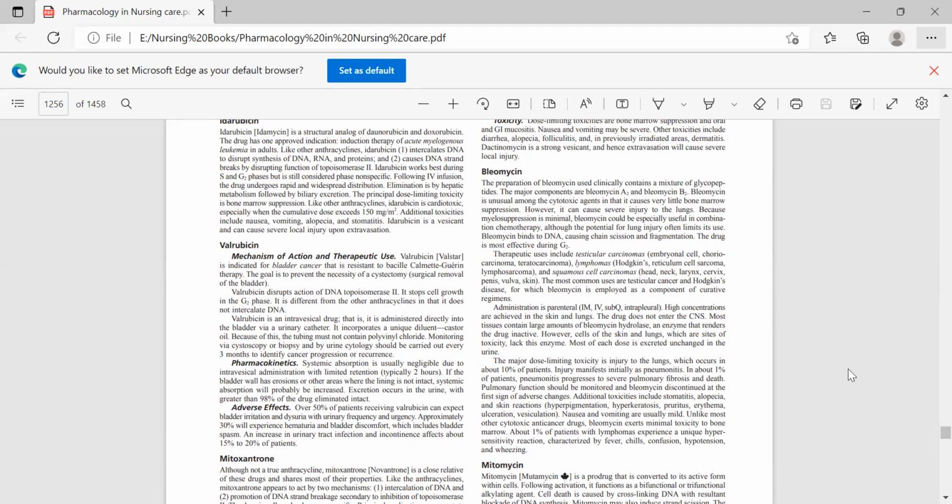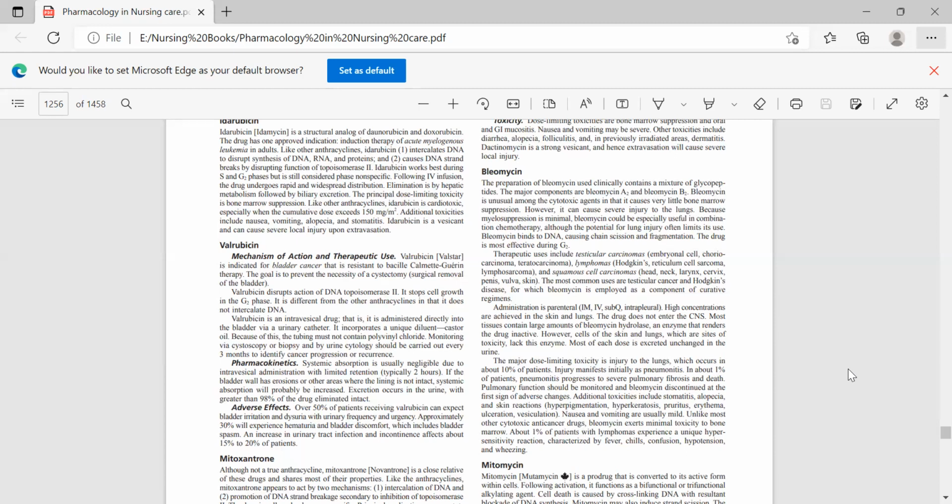Bleomycin binds to DNA, causing chain scission and fragmentation, and the drug is most effective during G2. Therapeutic uses include testicular carcinoma, lymphoma, and squamous cell carcinomas. The most common uses are testicular cancer and Hodgkin's disease, and it is an important component of curative regimens. Administration is parenteral, that is IM, IV, subcutaneous, and intrapleural.